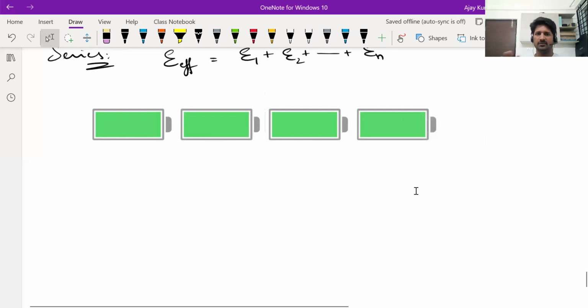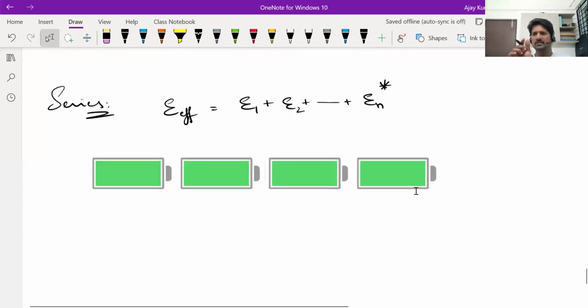So these are all arranged with same polarity. In that case, you will add all the EMFs. But if any one cell is reversed in polarity, you will have to subtract its EMF.